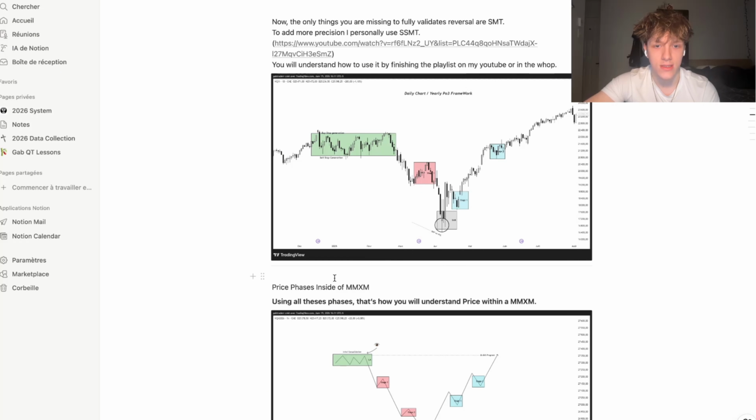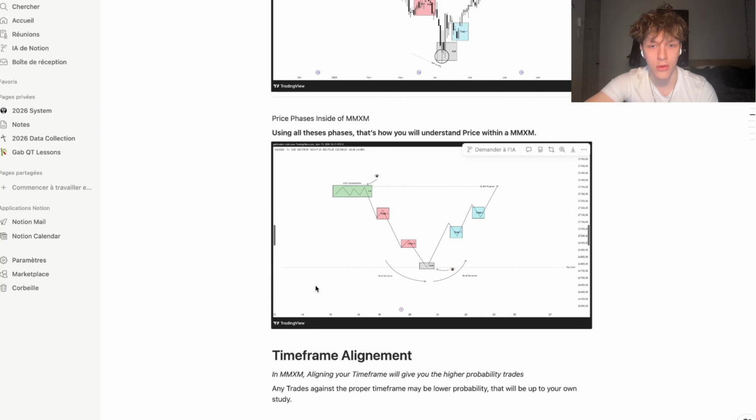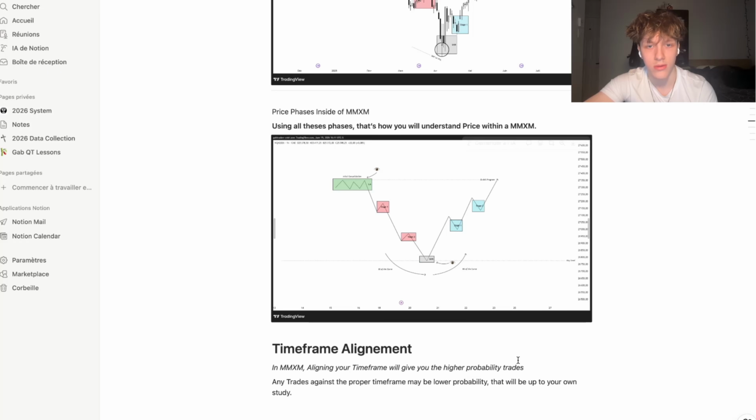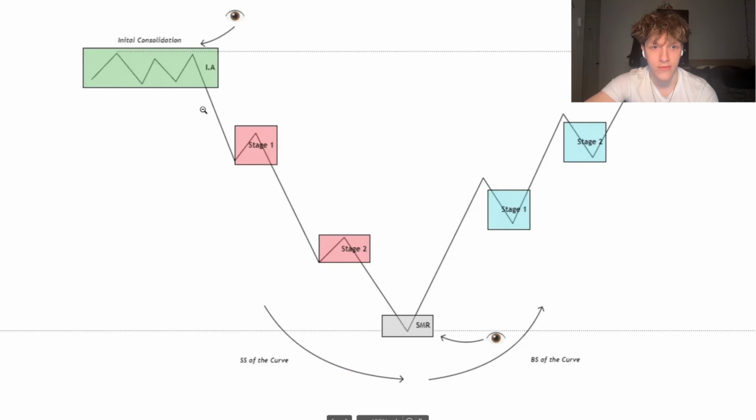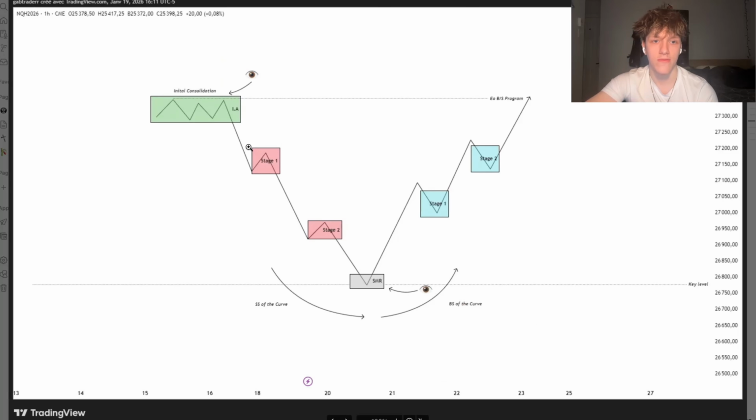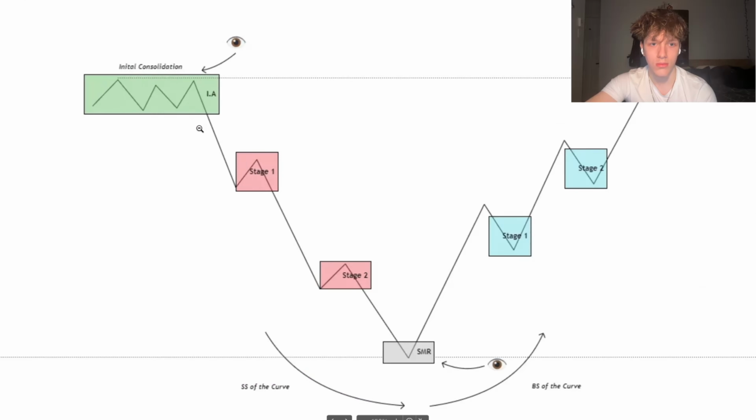So price phases inside of a market maker buy model or sell model. Here it's a buy model. Now that you understand all those phases, you can understand everything inside of this chart. Like I said, we have the original accumulation there, or initial consolidation, whatever, is where you want to recognize we are currently forming a model or program. First stage accumulation being a retracement, then an expansion.